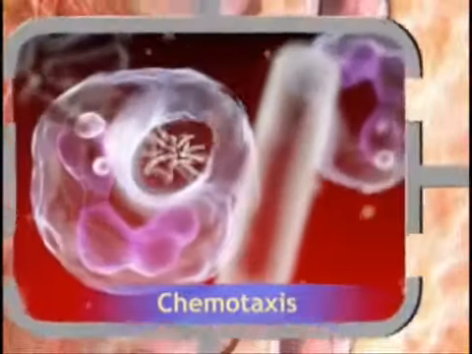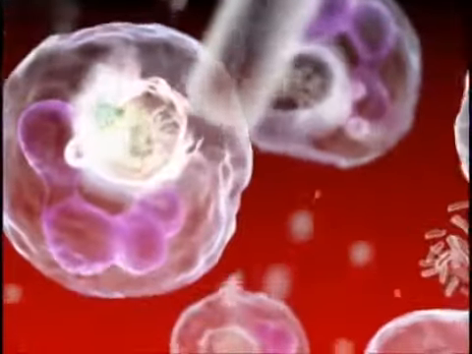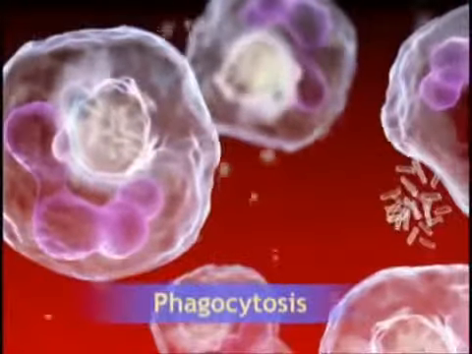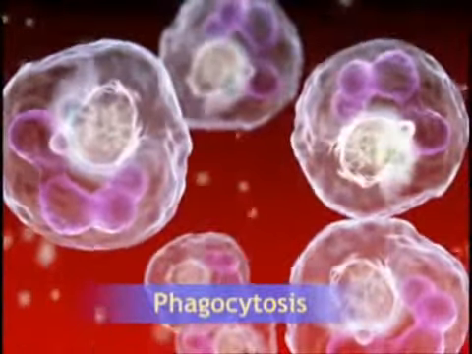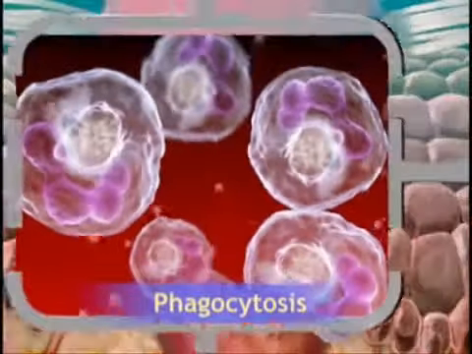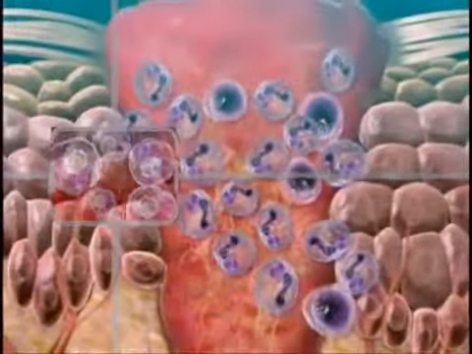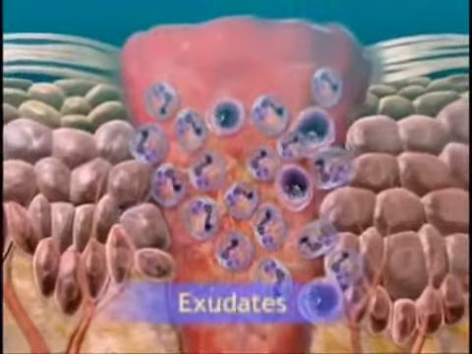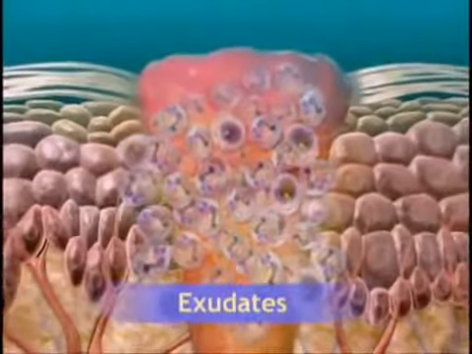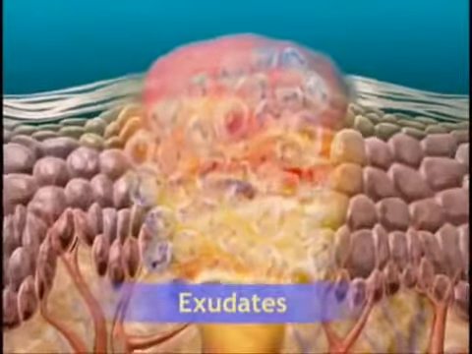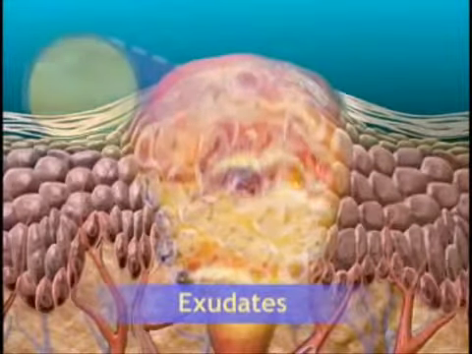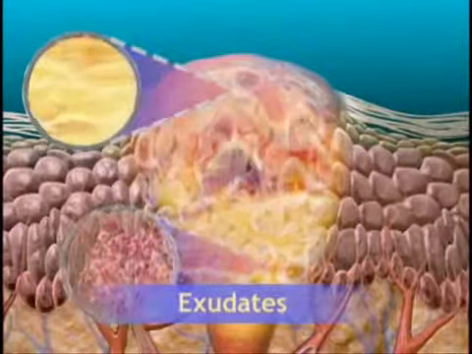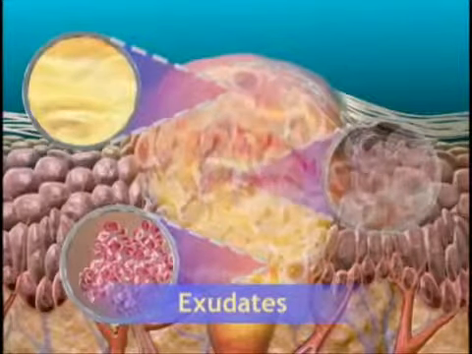The cellular stage culminates in the leukocytes engulfing and degrading the bacteria and cellular debris in a process called phagocytosis. Products of phagocytosis, along with plasma and blood cells, form exudates, which accumulate, causing swelling and pain. Exudates are composed of serous fluid, red blood cells, fibrinogen, or tissue debris, and white blood cell breakdown products.